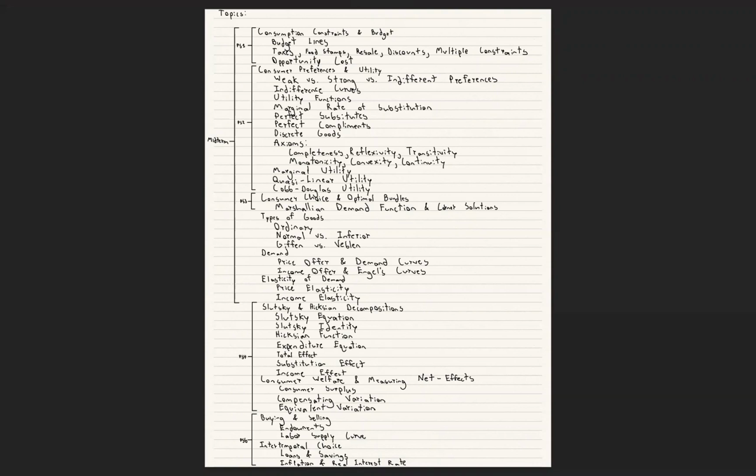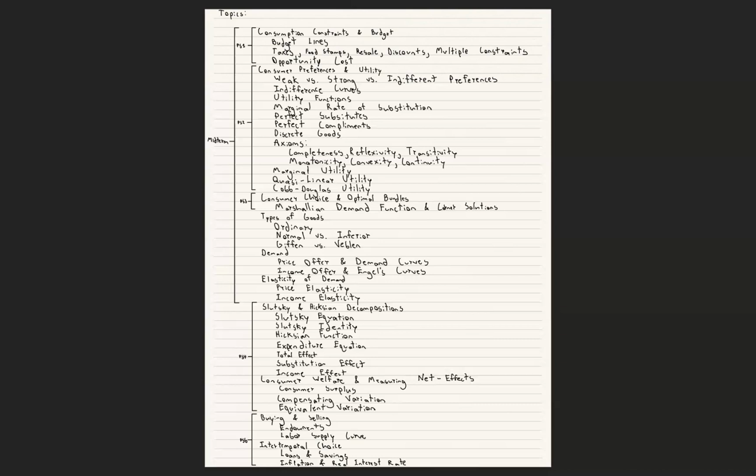Then we'll move on to consumer preferences and utility, weak versus strong, all the things you learned when you first started the class. Indifference curves, utility functions, marginal rate of substitution, technical marginal rate of substitution. If you all learned them, they're the same exact thing. And then some of the special cases there, as well as axioms, marginal utility, and then more complicated special cases, or your typical Cobb-Douglas utility function. And then we're going to move on to your consumer choice and optimal bundles. We'll cover primarily Marshallian demand functions and corner solutions there.